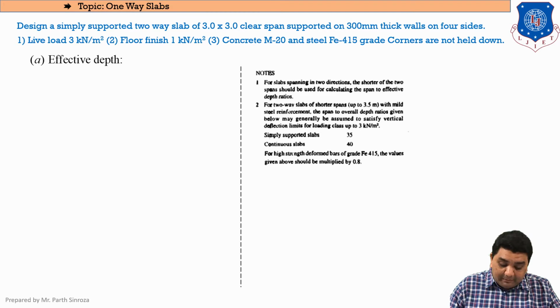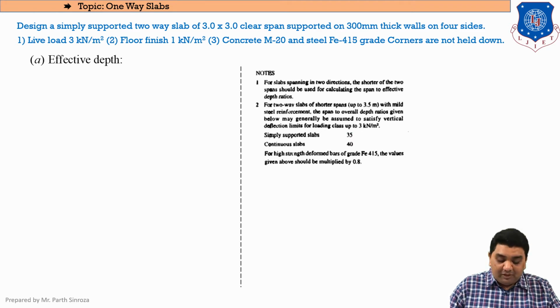Again, keep in mind that with mild steel reinforcement, this equation is prescribed only for mild steel. What changes occur for Fe415 steel we will look at further. And the span to overall depth ratio, that is L upon capital D, may generally be assumed to satisfy the vertical deflection limit for loading class up to 3 kilonewton per meter square. So these are the two limitations.